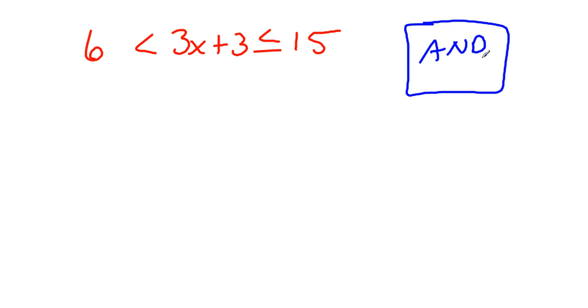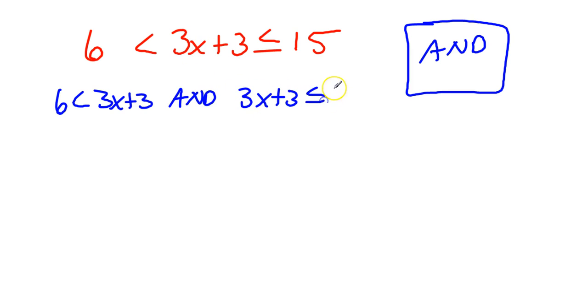It's basically two parts. The "and" part of it is that 6 is less than 3x plus 3. And then that same 3x plus 3 that's in the middle is also less than or equal to 15. So they've sandwiched it all together. They took the two separate parts and just made it into one long part.